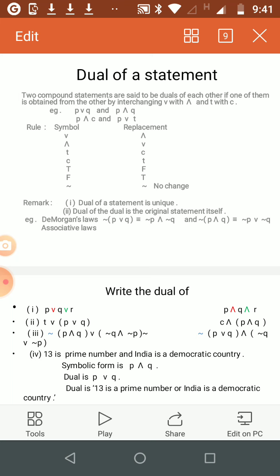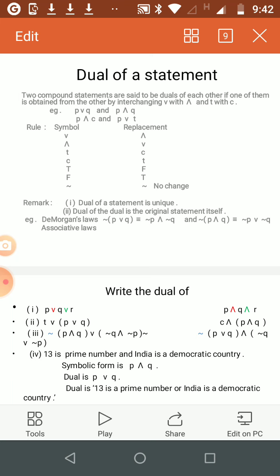Third, in the third row, T is replaced by C. Fourth row, contradiction is replaced by tautology. Then truth value T is replaced by truth value F. Next, truth value F is to be replaced by truth value T, but negation is not at all replaced. Negation in the given compound statement is never changed. It is kept as it is. This is very important, that negation is not to be replaced. All the other symbols can be replaced.